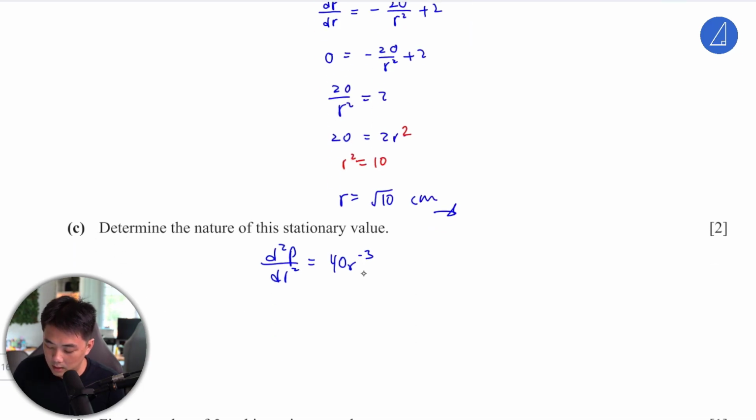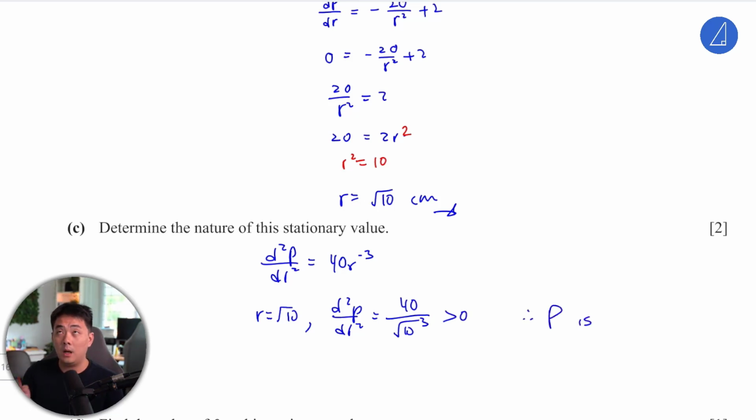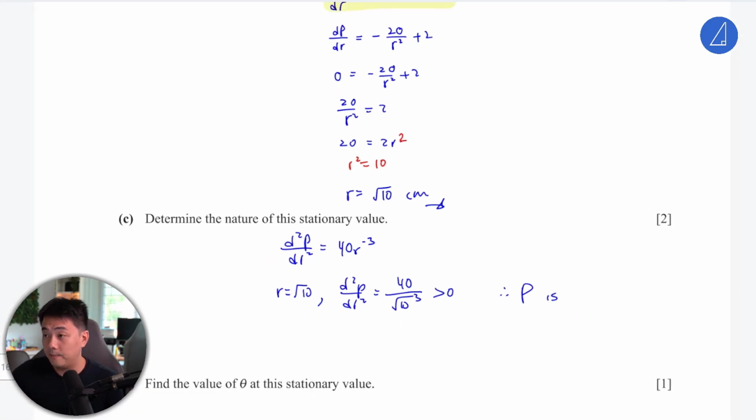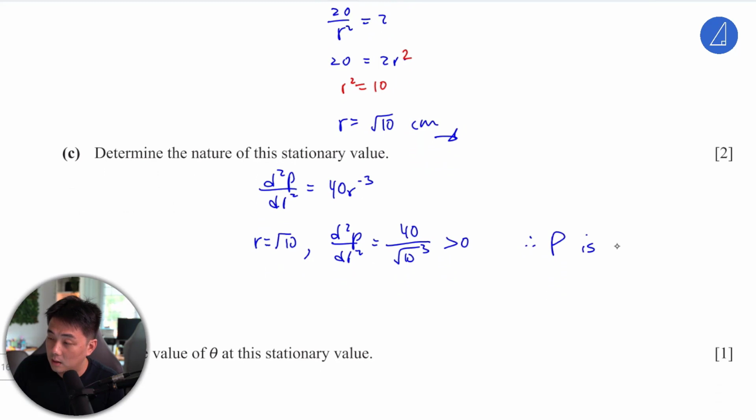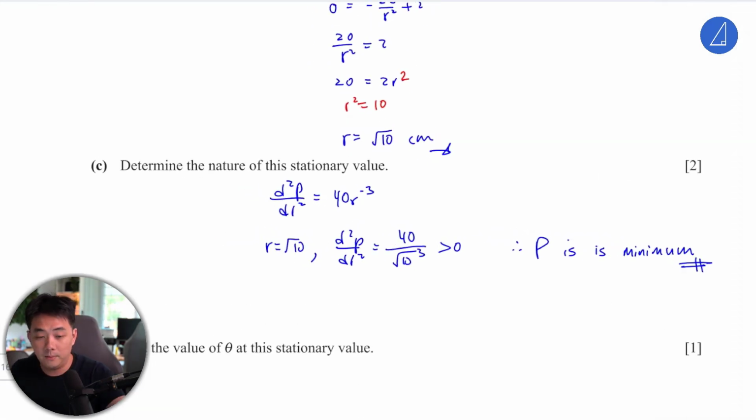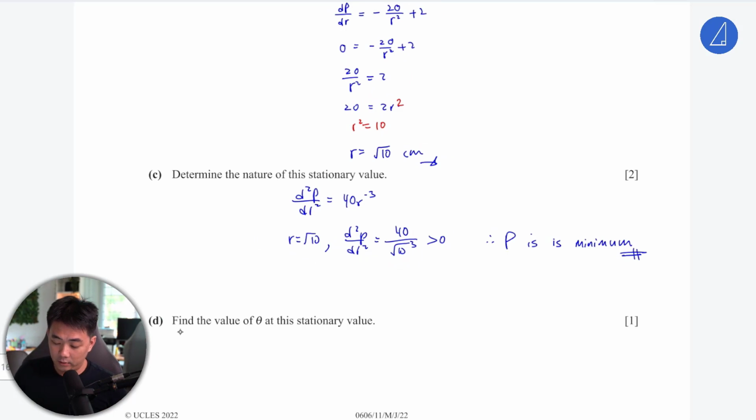In this case, this is obviously when r is equal to root 10. This is positive, right? Because d²P/dr² is 40 over the square root of 10 to the power 3. This is positive. So hence, P is minimum, right? P is minimum. So since this is positive, P is minimum. Okay, P is minimum.